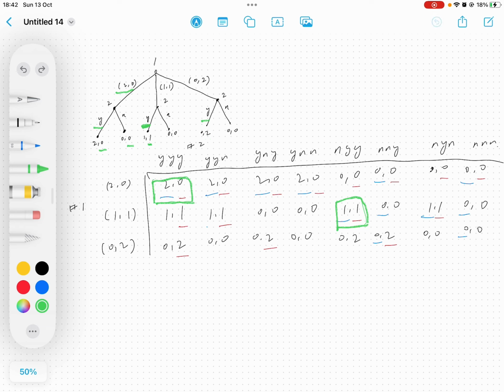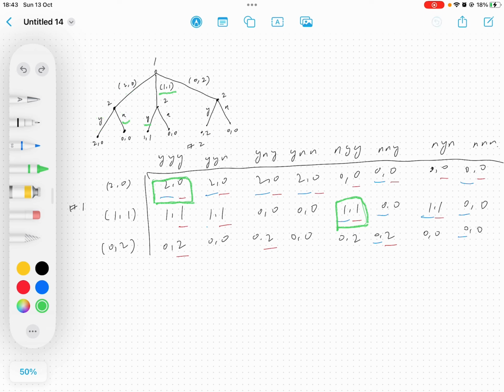Let's erase those underlines. If player 1's strategy is 1-1, then player 2's plan would be N, Y, and Y. Here is reasonable, and here is reasonable, but here the reason it has to be N is that if player 2 instead chooses this Y, then player 1 could simply choose this 2-0. So this is still reasonable, and it's consistent with all the other actions by the other player.